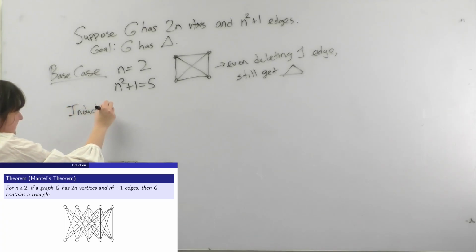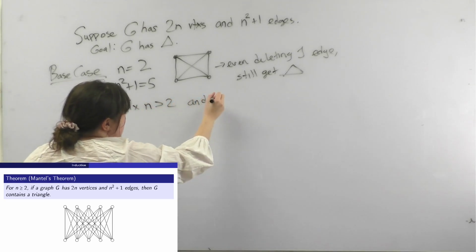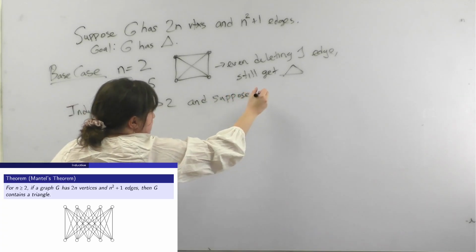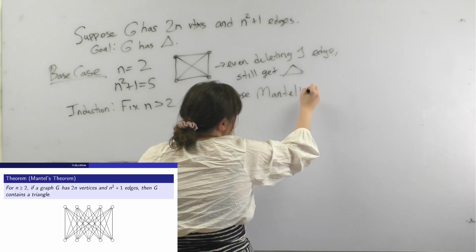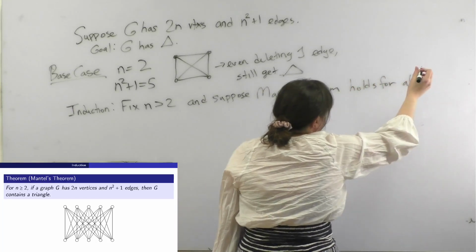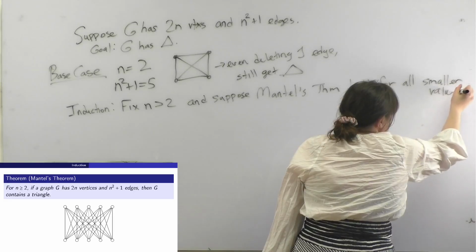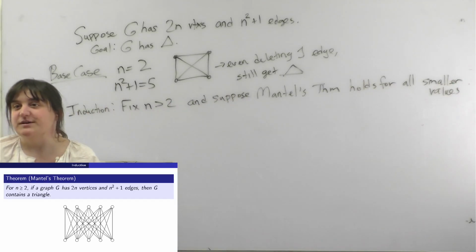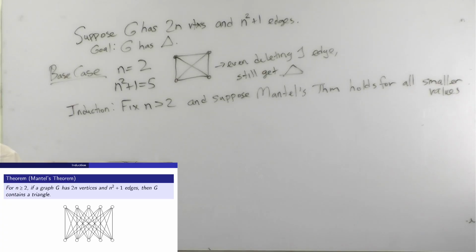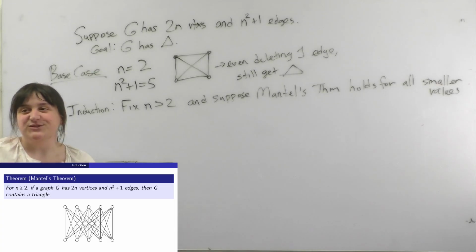Induction: we're going to fix n bigger than 2 and suppose Mantel's theorem holds for all smaller values. So this is another place where I'm going to want to have strong induction, really. The way that I know how to do this, I think that basically there's one inductive proof of Mantel's theorem.